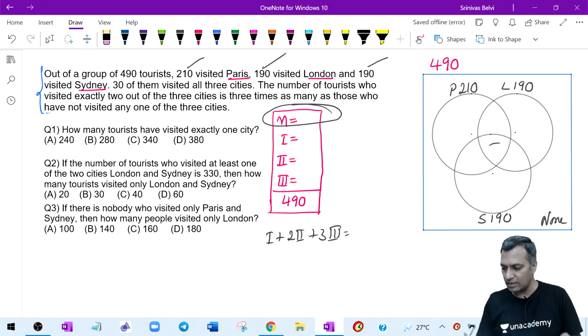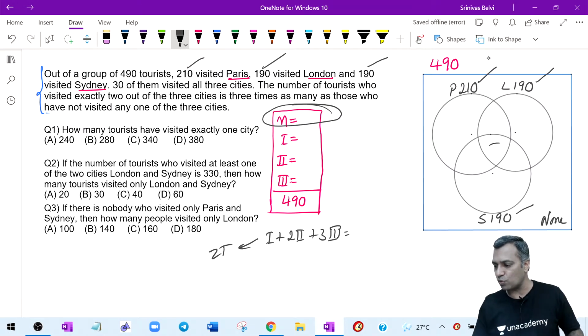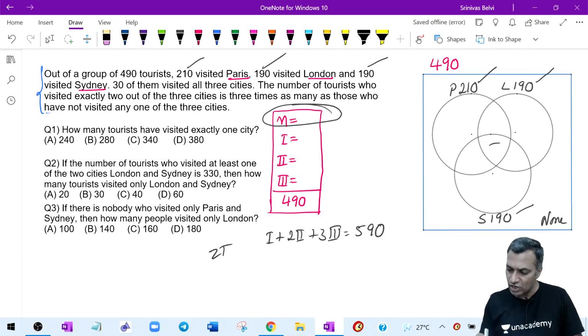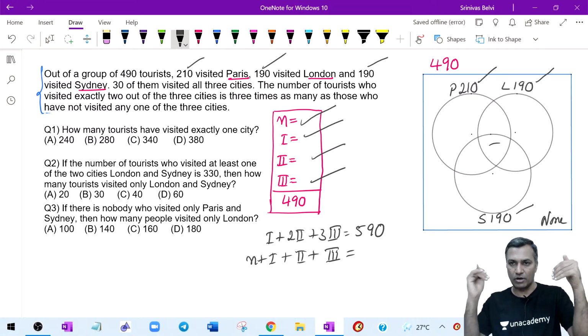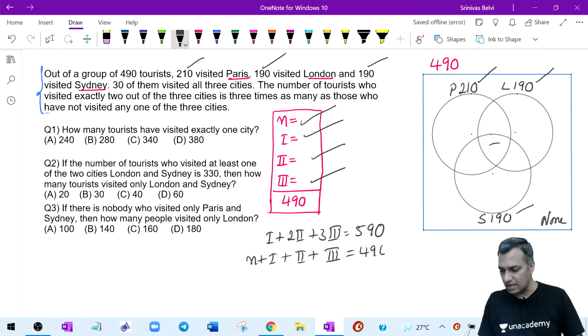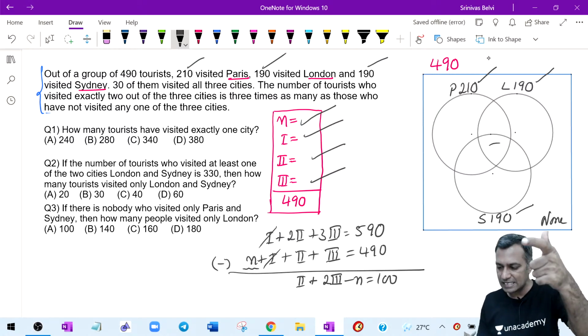So the support numbers: region 1 plus 2 times region 2 plus 3 times region 3, courtesy of the zonal theorem, equal 210 plus 190 plus 190, which adds up to 590. I added the inside support numbers to arrive at this. I also know that none plus region 1 plus region 2 plus region 3, one time each, would be equal to 490. Fair enough. Solve them. If I solve, region 1 gets cancelled. Therefore region 2 plus 2 times region 3 minus n is equal to 100. Why? Because I'm subtracting the second equation, the value of n would be negative. Therefore, minus n is equal to 100.